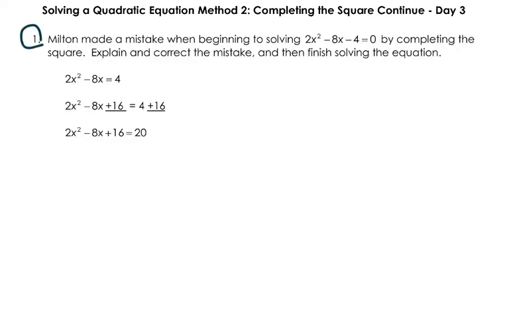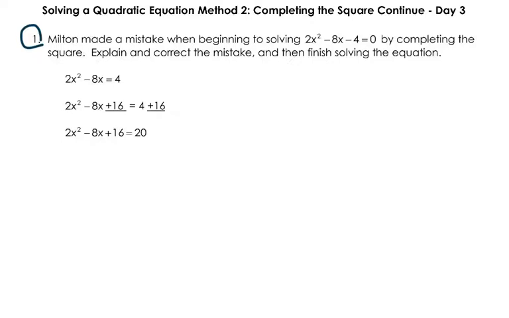When we're looking at word problems, we want to read, reread, and annotate. So I'll read it the first time. Milton made a mistake when beginning to solve 2x squared minus 8x minus 4 equals 0 by completing the square. Explain and correct the mistake, then finish solving the equation.